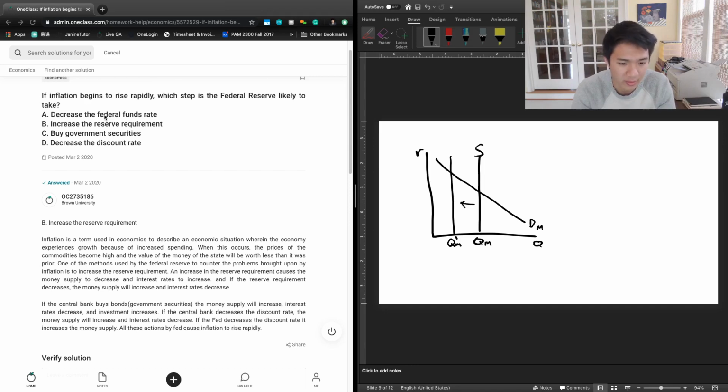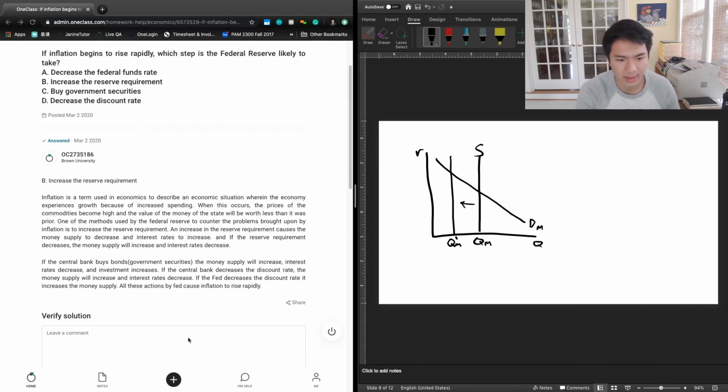One of the methods used by the Federal Reserve to counter the problems brought on by inflation is to increase the reserve requirement. An increase in the reserve requirement causes the money supply to decrease and interest rates to increase. If the reserve requirement decreases, then the money supply will increase and interest rates decrease. If the central bank buys bonds or government securities, the money supply will increase, interest rates decrease, and investment increases. If the central bank decreases the discount rate, the money supply will increase and interest rates will decrease. All of these actions by the Fed cause inflation to rise rapidly.